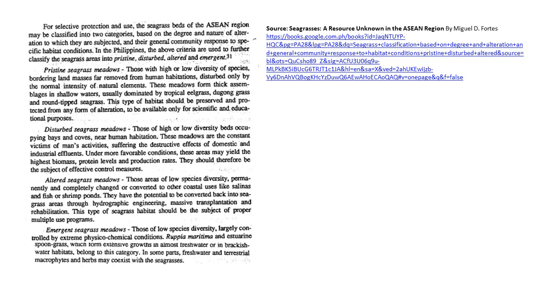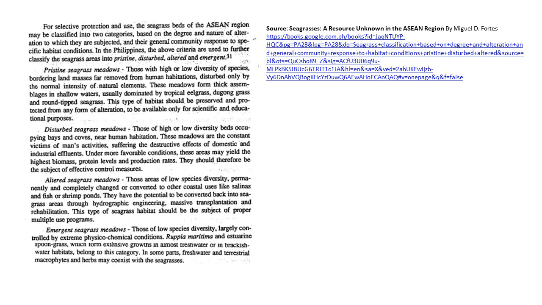And although it is completely changed, it has the potential to be converted back into seagrass areas through hydrographic engineering, massive transplantation, and rehabilitation. So, sirang-sira na yung altered seagrass meadows because of interventions or activities. And emergent seagrass meadows, those of low species diversity, largely controlled by extreme physical-chemical conditions.